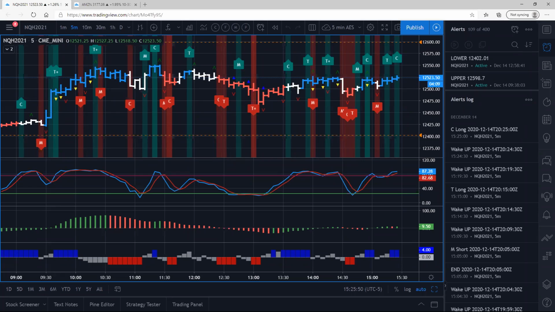The AES Adaptive Entry System are these signals here, these green highlights and these red highlights. Green highlights mean long, red highlights mean short. All of these highlights are labeled with either a T, which is a trend, a T plus, which is a continuation of the trend, a C, which is consensus, which means that the color of the price bar aligns with the Cycle Finder Plus, the AO, and the profit flow oscillator, and then a momentum, which generally occurs when you are in either the sell or the buy zone with the Cycle Finder Plus.